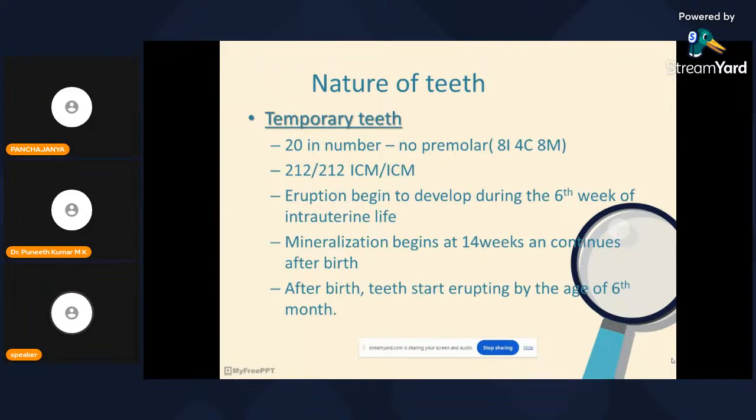The teeth begin to develop during the 6th week of intrauterine life, and mineralization begins at the 14th week, and continues after birth also. After birth, teeth start erupting by the age of 6 months. These are a few clues based on which we can tell the age of a baby or any person.